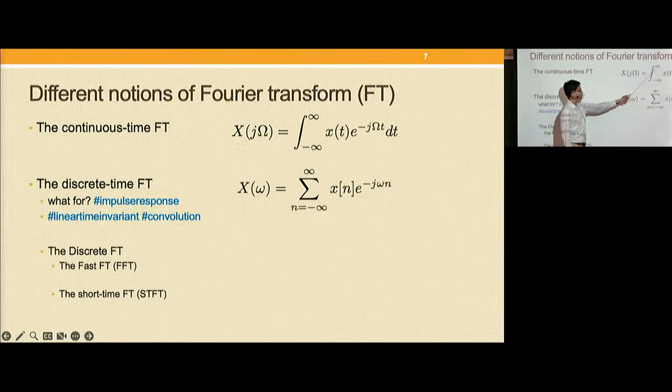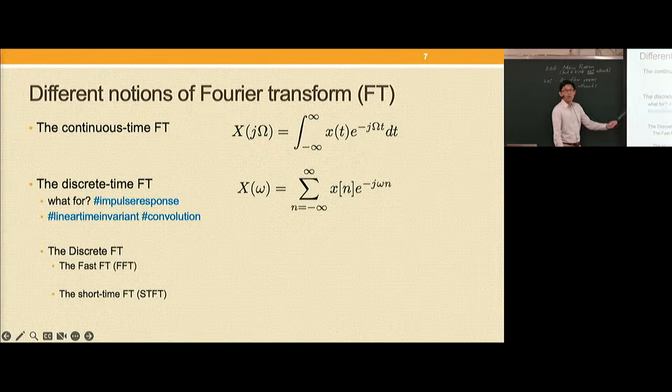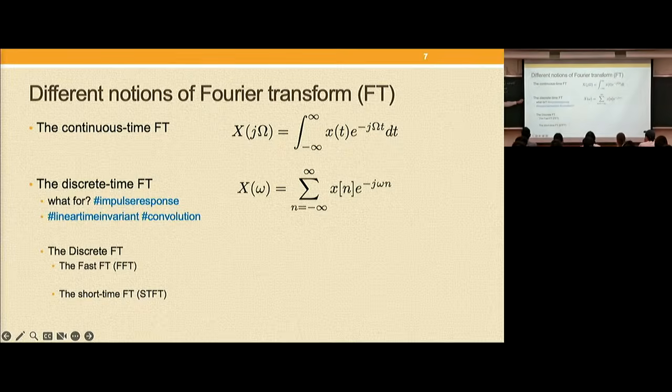Your signal goes from the time domain to the frequency domain. A lot of the time we call the frequency domain result a spectrum, 一个频谱. Going from a time domain signal to a frequency domain spectrum. Okay, so that's the continuous time Fourier transform.